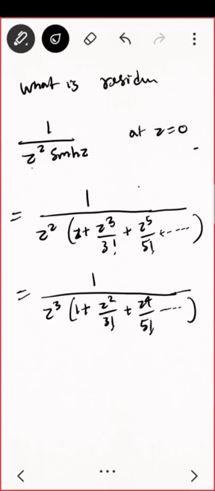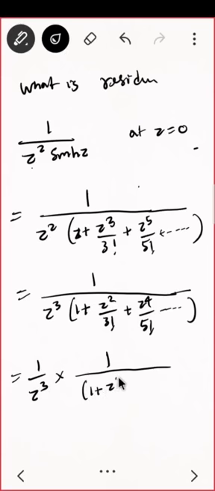So what I am going to do now, you see, forget about this 1 upon z. 1 upon z cube को साइड में रखो. Find this 1 upon 1 plus z square upon 3 factorial plus z raised to 4 upon 5 factorial and so on. So can I by normal division method, that is, I want to divide this.